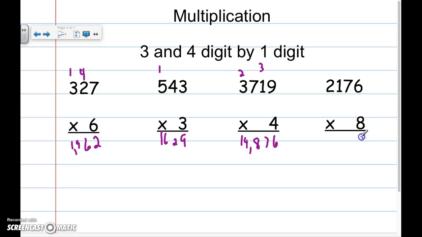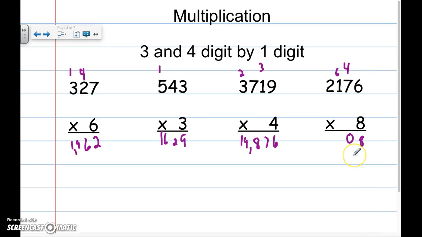Ones times ones, that's going to be 48. Carry the 4. 8 times 7 is going to be 56. And then I am going to add 4. So that's going to be 60. So I'm going to write down the 0 and carry the 6.